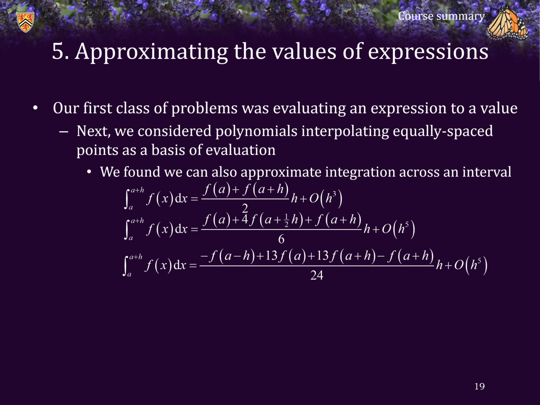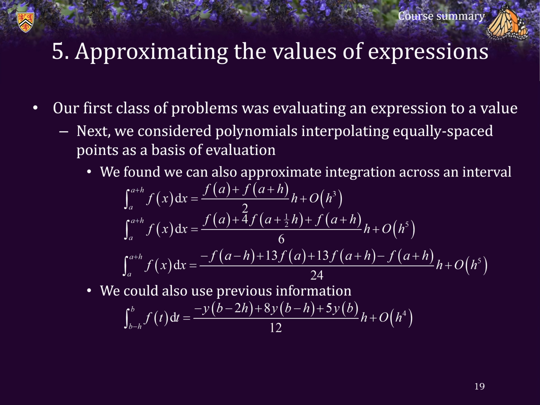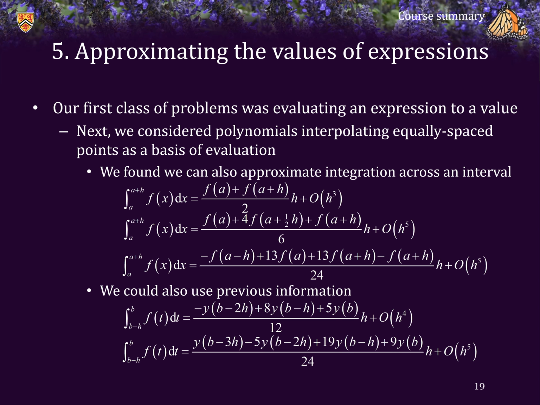However, we also saw this approximation, which we found by interpolating 4 points, but then only integrating over the central 2 points. And this also was an order h to the 5th approximation. We could also rely only on previous information. So we could integrate from b minus h up to b by sampling the function at b, b minus h, and b minus 2h, which gave us Simpson's rule, but only integrated on the right-hand side, which had an order h error of h to the 4th. And if we found an interpolating cubic through 4 points, but again only integrated that interpolating cubic from b minus h to b, we got this formula, which was once again order h to the 5th.